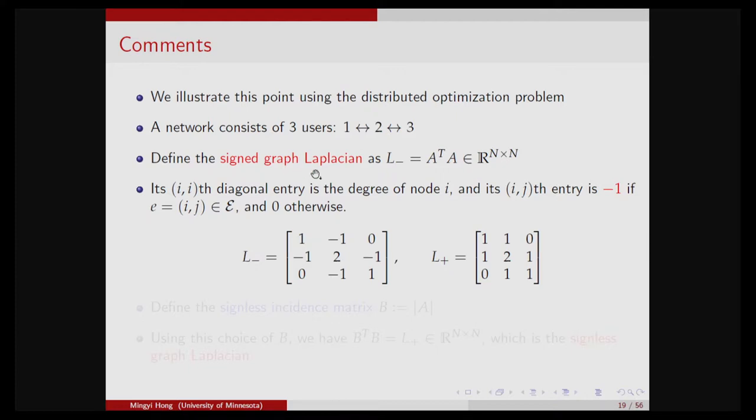And we can define the so-called signed graph Laplacian, which is L minus, which is A transpose A. It's the size of n times n. So in this case, it's 3 by 3. So this L minus matrix is basically, its diagonal entry is the degree of node i, and its ij entry is minus 1 if these two nodes are connected, and 0 if they're not. Okay, so this is a very simple network. We have 1, 2, 1, and minus 1, minus 1, minus 1, minus 1.